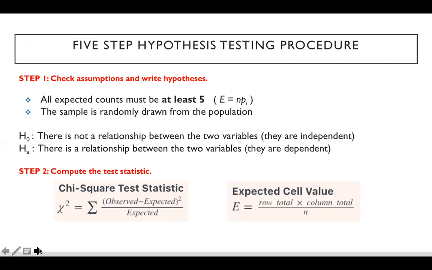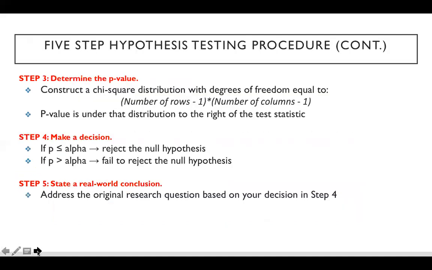We calculate our expected cell value, and based on that, we can calculate our chi-square test statistic. Then we determine the p-value.